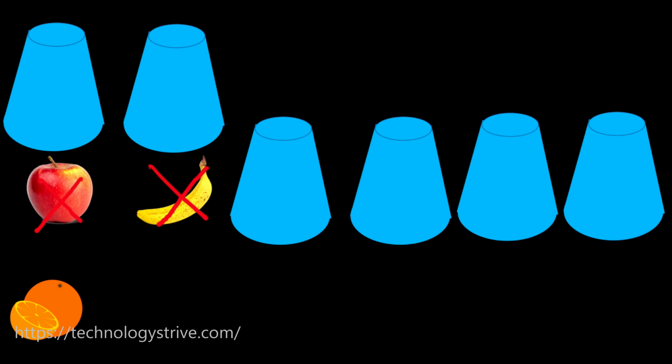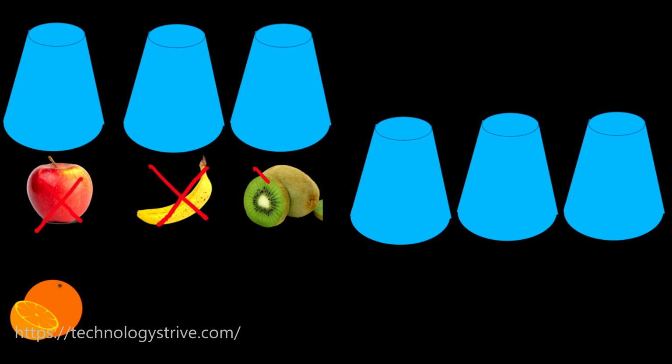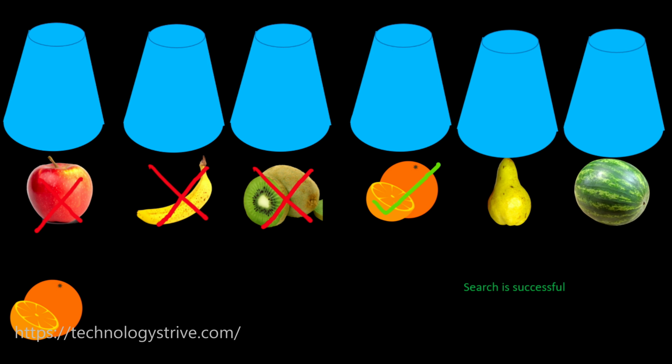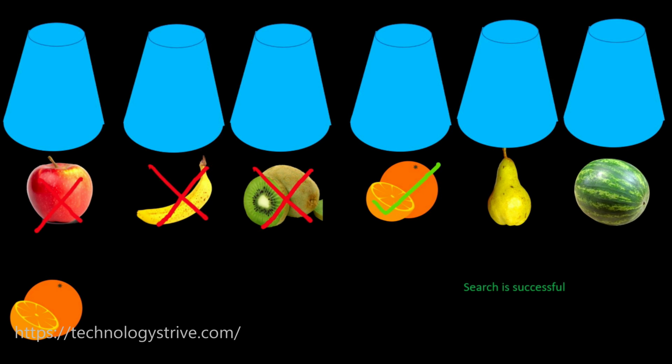Again, if it is not matching, we will proceed further. We open the next cup. Again, it's not matching. We go to the next cup. Yes, we found the orange fruit. This is exactly what a search algorithm does: finding whether the given element is present in a set of items or not.